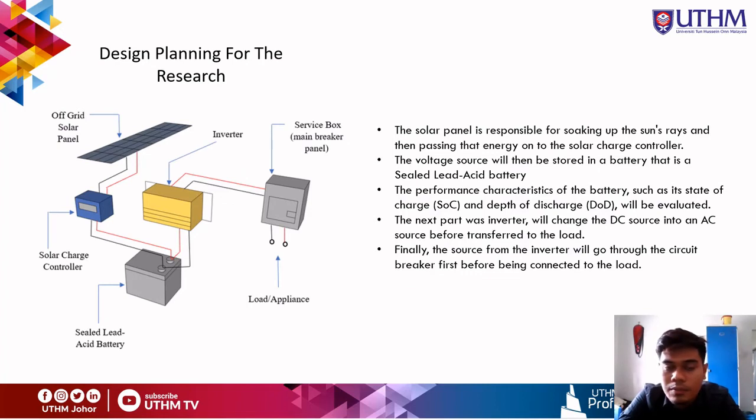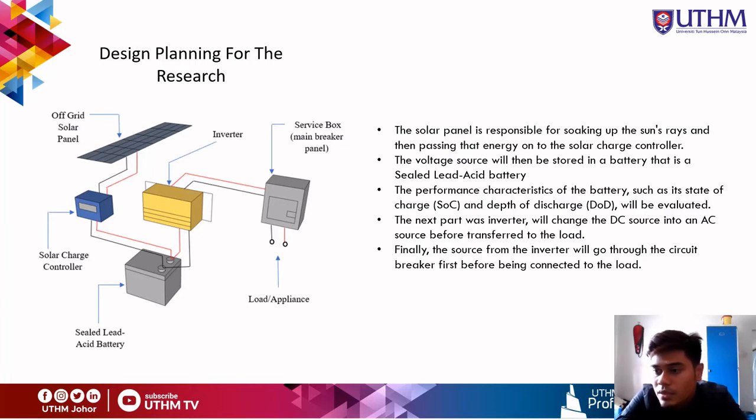Okay, this is the design planning for the research. In this particular setup, the solar panel is responsible for soaking up the sun's rays and then passing that energy on to the solar charge controller. This is because the solar charge controller functions to regulate the voltage and current flowing from the solar arrays to the battery to avoid the battery being overcharged and overdischarged. The voltage source will then be stored in a battery, that is lead acid battery. Lead acid batteries are the focus of this research.